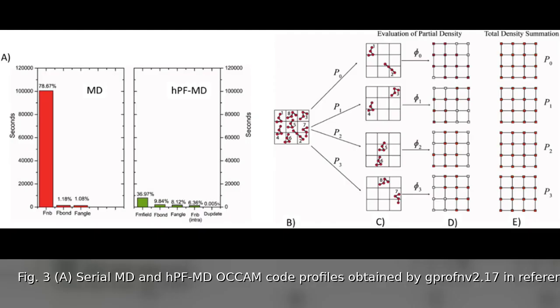Figure 3 examines the computational performance profiles and parallelization strategy of the HPFMD method compared against standard molecular dynamics, MD. Panel A shows serial code profiles indicating that over 80% of simulation time in conventional MD is dedicated to calculating intermolecular forces and managing neighbor lists, which are computationally expensive steps. In HPFMD, these are effectively replaced by particle field force calculations that scale more efficiently. Panels B through E detail the parallelization approach implemented.